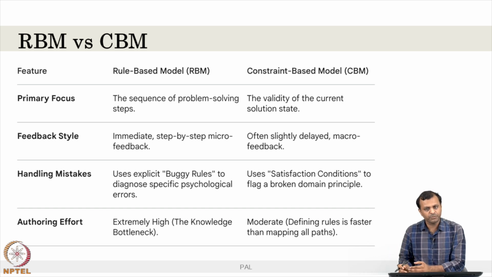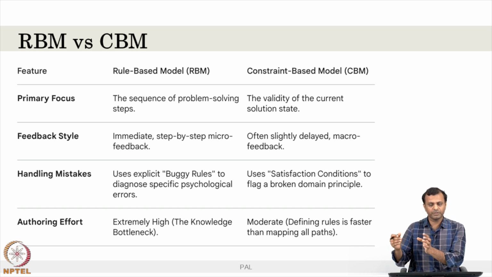Even in a constraint-based model, we can break down a complex problem into smaller chunks. You can have smaller constraints and give feedback. It's not that you have to give only one constraint for one big problem. You can break the problem into multiple problems and give constraints if you want, designing a system like that.